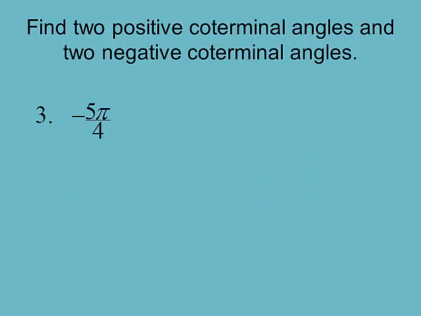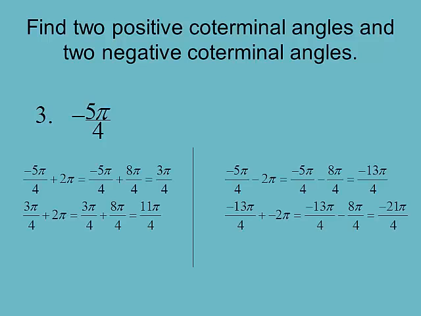And now let's find 2 positive, 2 negative coterminal angles for negative 5 pi over 4. Well, there's not a whole lot of difference here. We're simply going to add and subtract 2 pi, which will take the form of 8 pi over 4. And by adding and subtracting 8 pi over 4, we end up with 3 pi over 4, 11 pi over 4, negative 13 pi over 4, and negative 21 pi over 4. As I said earlier, there's an infinite number of coterminal angles, both positive and negative, with all angles. But we will stay rather close to the original angle.